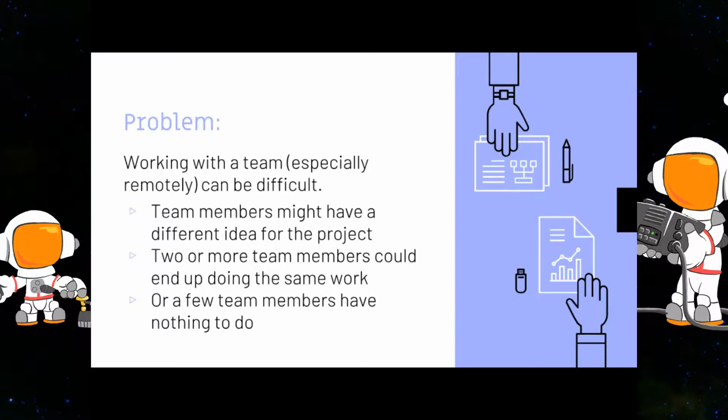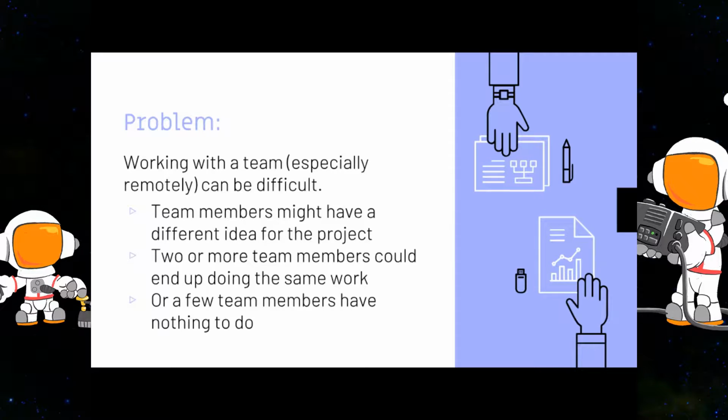So common problems that you'll encounter with working as a team include they might have different ideas of what the project is about. This is fairly common. You might be surprised. Two or more team members could end up doing the same amount of work. This is a problem because you end up doing double the work, and you have to tell the bad news of one of them, we're going to use this work instead of the other person's work. And just generally speaking, that's a huge loss of time.